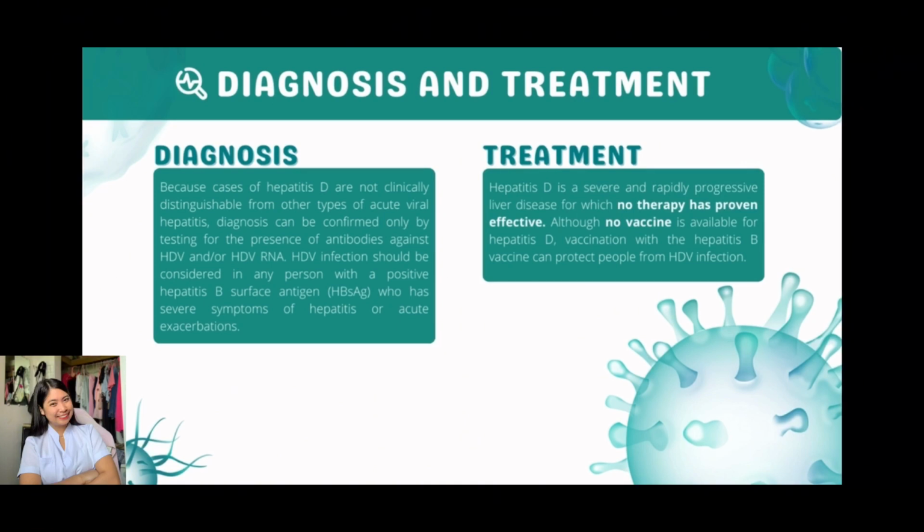HDV infection should be considered in any person with a positive hepatitis B surface antigen who has severe symptoms of hepatitis or acute exacerbations. Hepatitis D is a severe and rapidly progressive liver disease for which no therapy has proven effective. Although no vaccine is available for hepatitis D, vaccination with hepatitis B vaccine can protect people from hepatitis D infection.